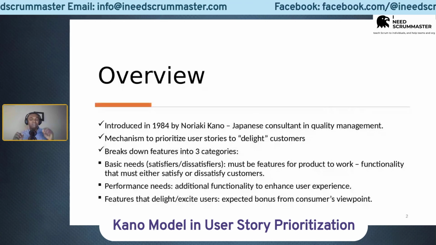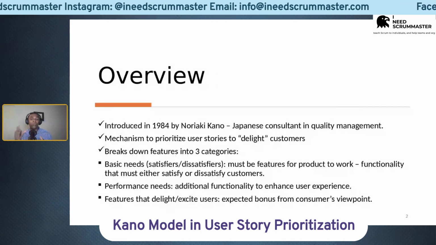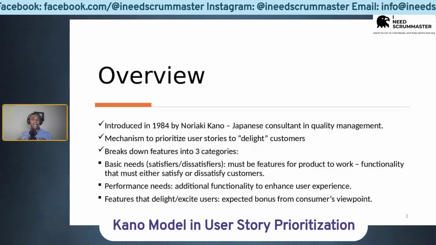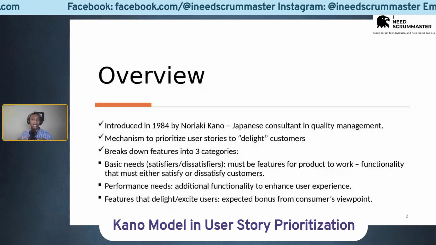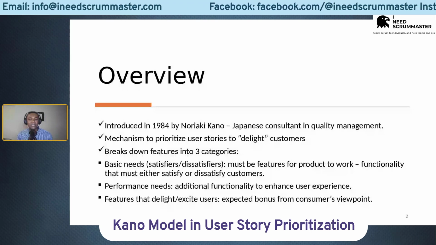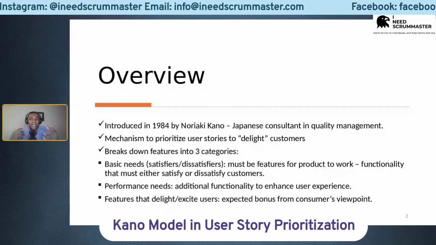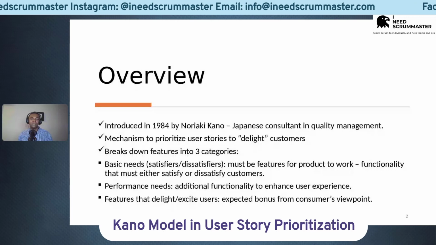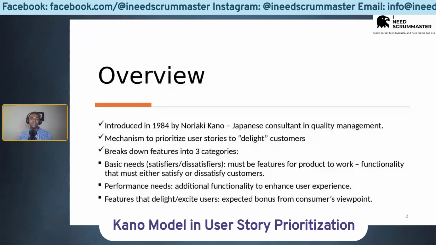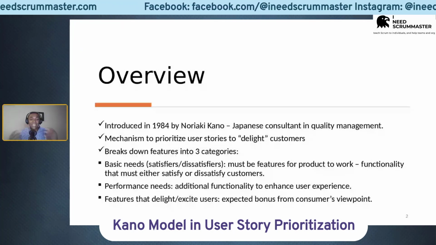So what I used to do is when I'm collaborating with my PO to refine those user stories, I ask the PO, what are the basic things that must be in this user story? Now, sometimes people don't even pay attention. So the PO will say, okay, I think the basic need is XYZ. With that said, we go into the performance need. What are the additional things to enhance the user experience, right? And we think about something to enhance. And then we talk about the features that would excite people.